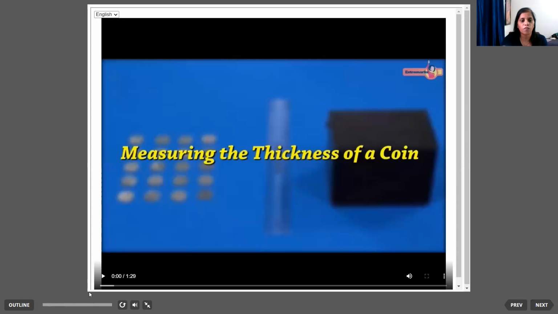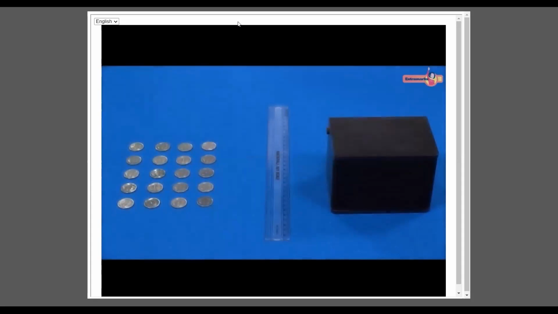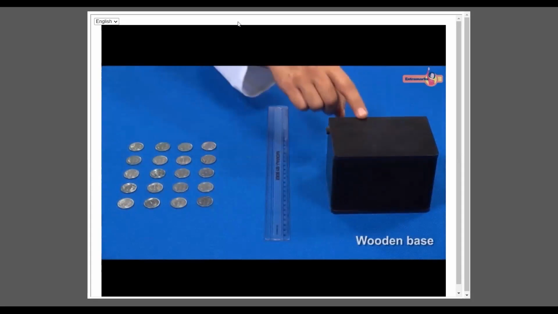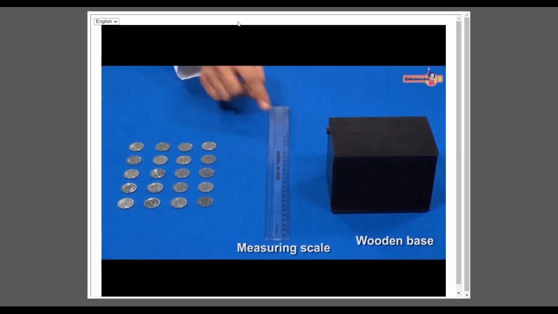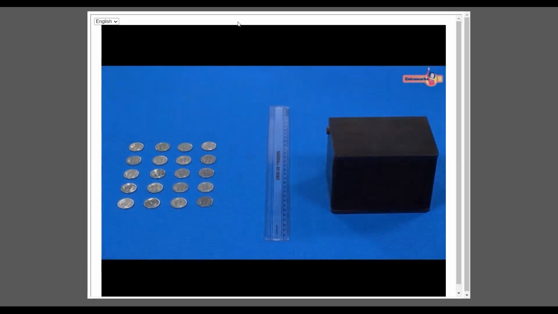Measuring the thickness of a coin. Let's see how we can measure the thickness of a coin using a measuring scale. For this, we require a wooden base, a measuring scale, and 20 identical coins, as measuring the thickness of one such coin will give inaccurate results.